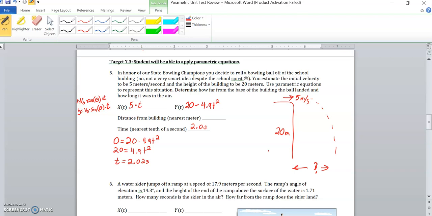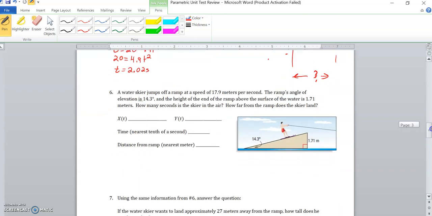But as long as we know that it took 2 seconds to fall vertically, we know that's the same amount of time that we were traveling horizontally. So we can apply that 2 seconds to our x equation and come to the conclusion that we also traveled 10.0 meters, to the nearest meter, 10 meters from the building. That's the easy setup: it's traveling horizontally straight off of a building or a structure.